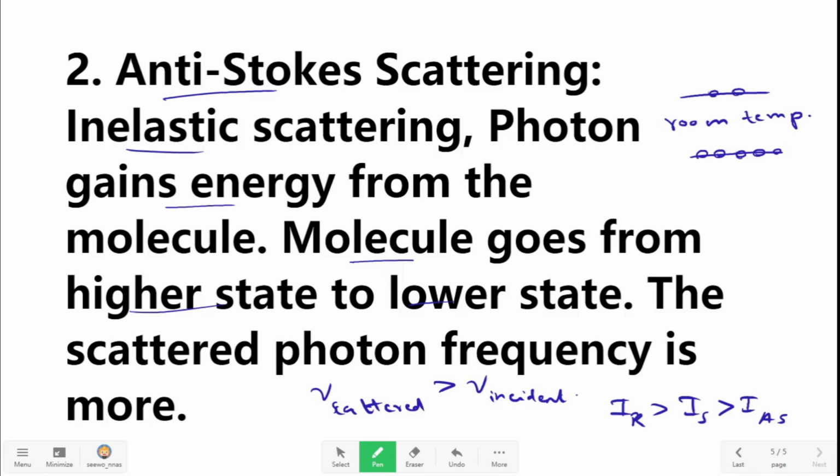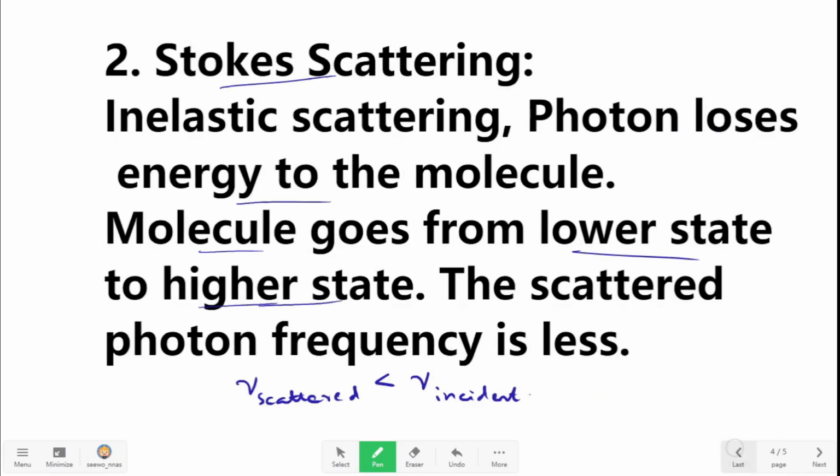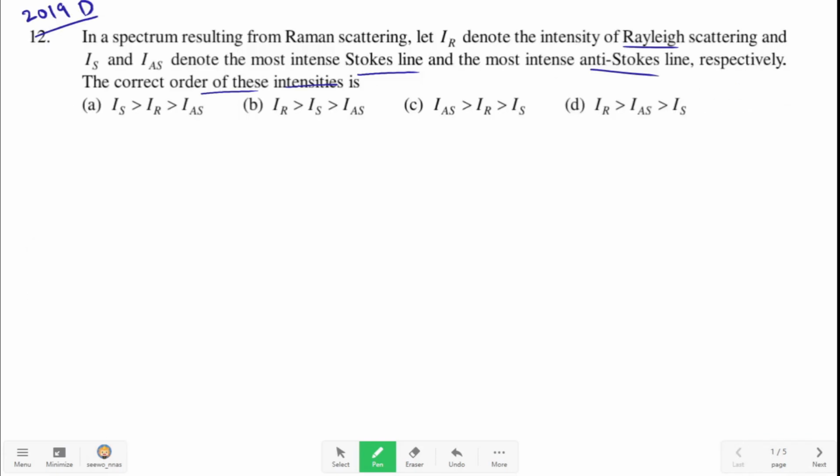Because most of the photons are undergoing Rayleigh scattering and they do not exchange energy with the molecule, the most intense will be Rayleigh scattering. The least intense will be Anti-Stokes lines because the molecules are least occupied in the higher energy states at room temperatures. Therefore the correct ordering is given by option B: I Rayleigh is greater than I Stokes greater than I Anti-Stokes.